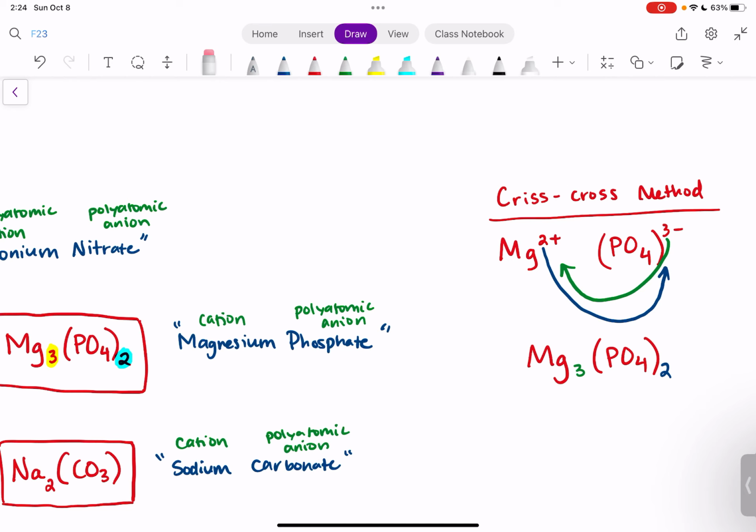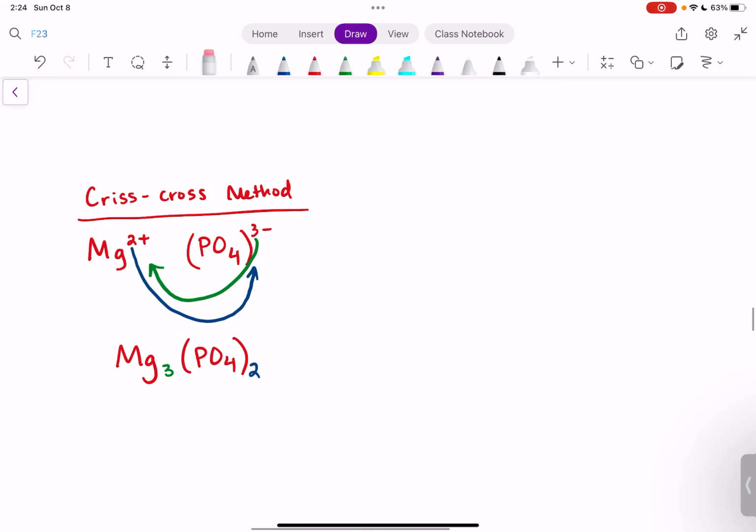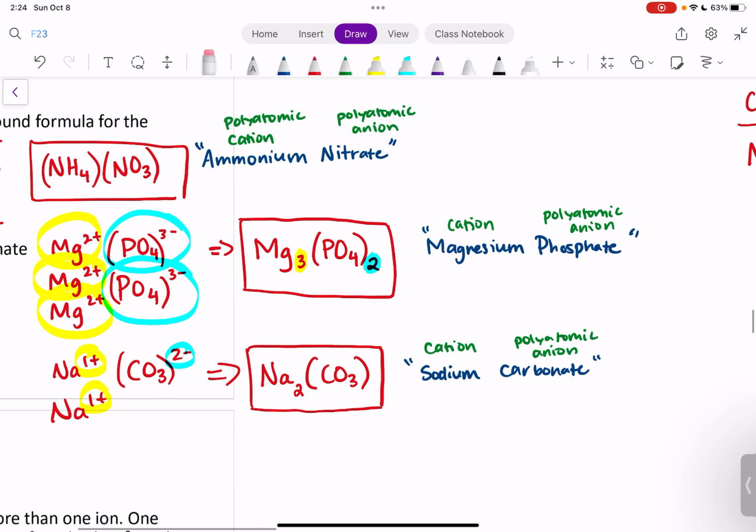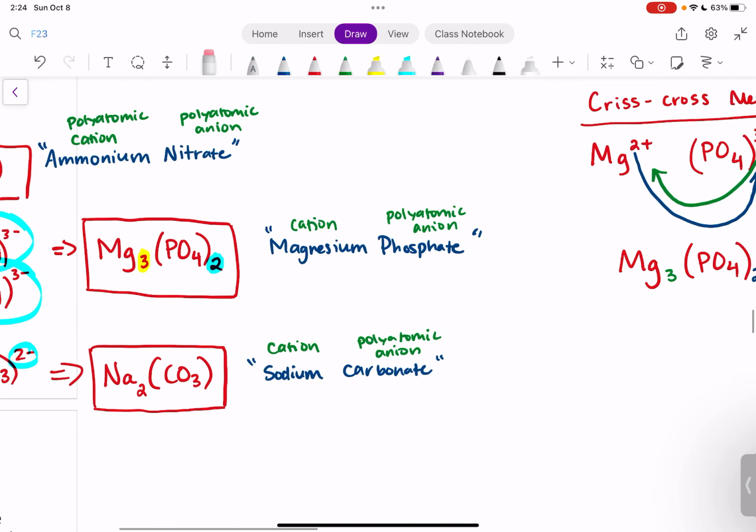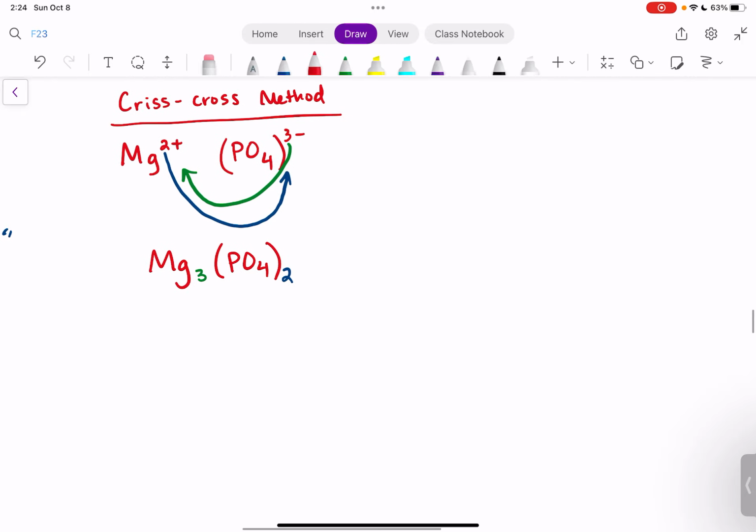Yeah. Mg3(PO4)2. Crisscross method. It always works, okay? It always works. Let's try it with sodium carbonate, just so you believe me. So sodium, Na1+, carbonate, CO3 2-. All right, we've got to do the crisscross method.